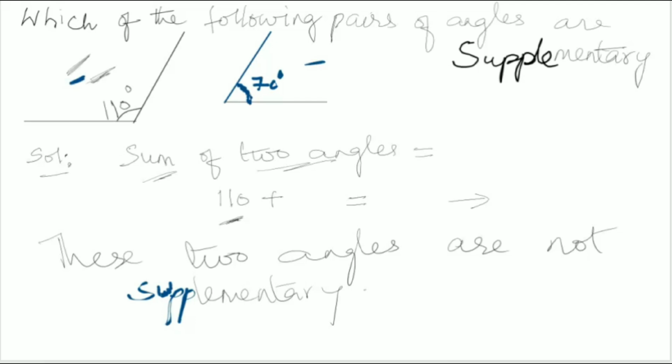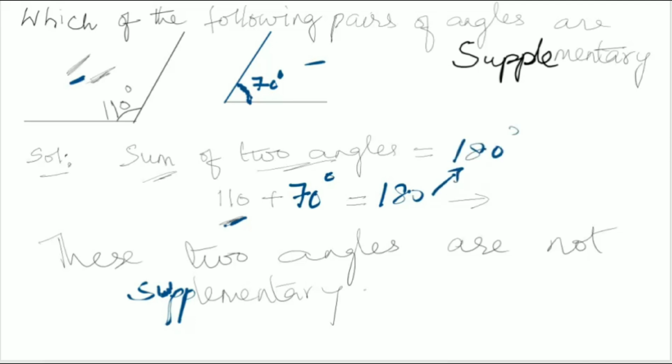Similar to complementary angles, in complementary angles the sum of two angles is equal to 90, whereas in supplementary angles the sum of two angles is equal to 180 degrees. Here we have 110 degrees plus we will add this 70 degrees. 110 plus 70 is equal to 180 degrees. In supplementary angles, the sum of two angles is equal to 180 degrees.